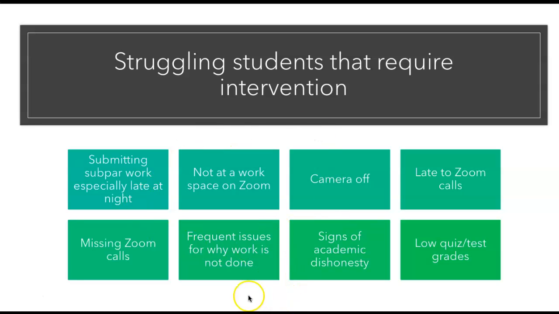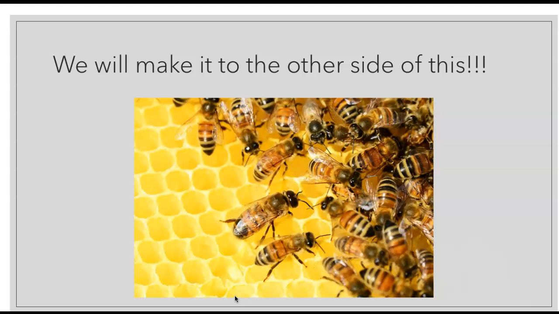And this doesn't mean you're going to be in big trouble. This is just, if any of these things are happening, just expect an email from me, and if it doesn't get better, then we will have a face-to-face on Zoom. And then if it still doesn't get better, I do have to get parents involved.